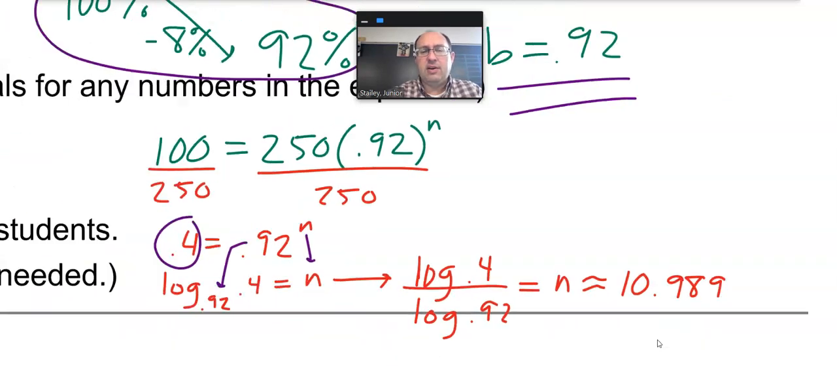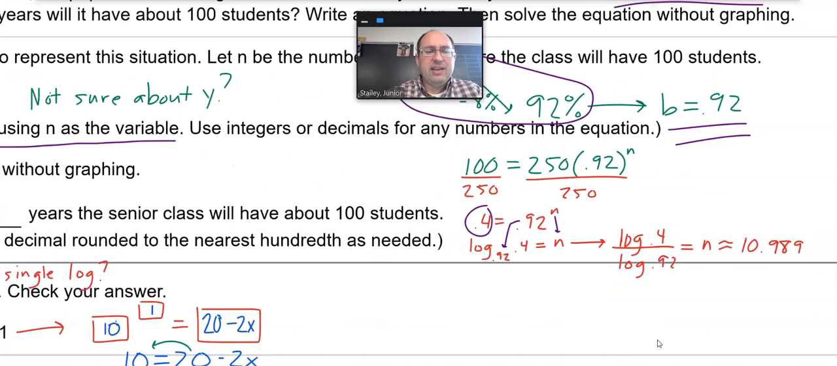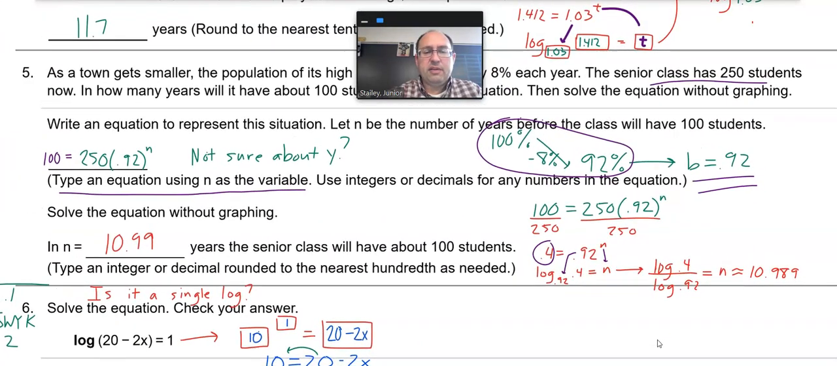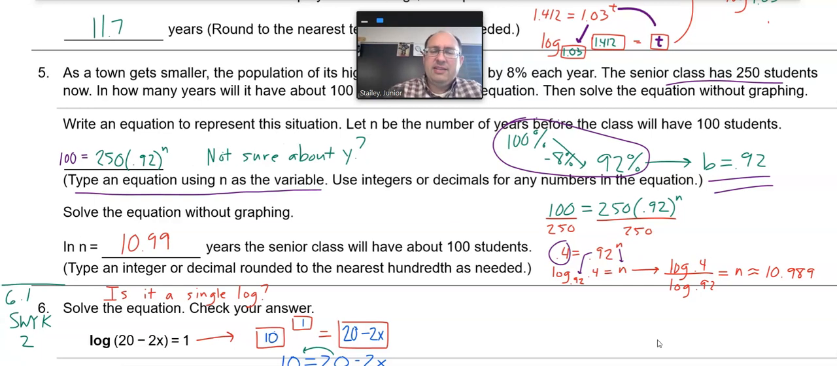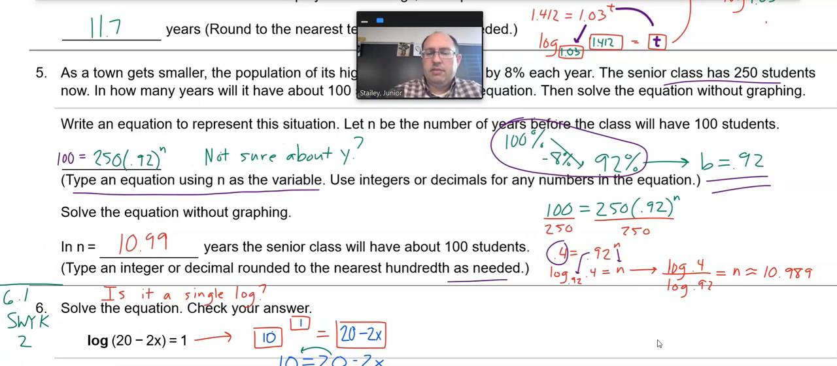10.989 years. Now, you would think they would be smart enough to say, round to the nearest whole number. You know, I mean, for crying out loud, it's 11. But no, they say they want it to the nearest hundredth. The nearest hundredth, which means that the 8 becomes a 9. 10.99. Trust me, I don't get it. I'm like, why are they making it? They should just go with the nearest whole number on that one.